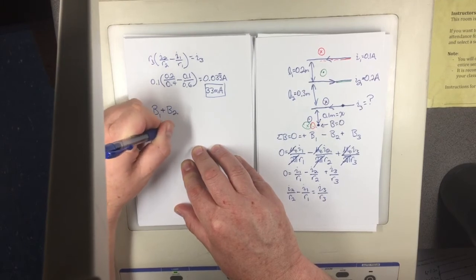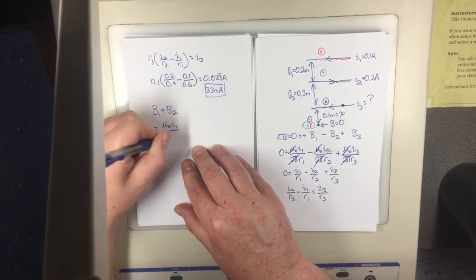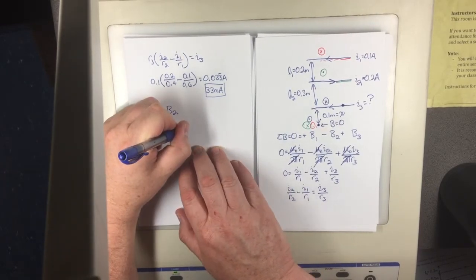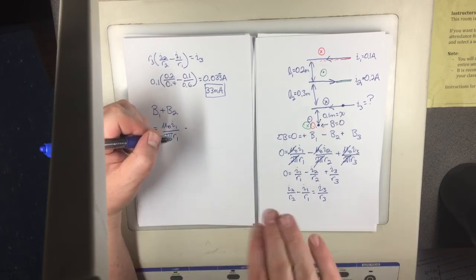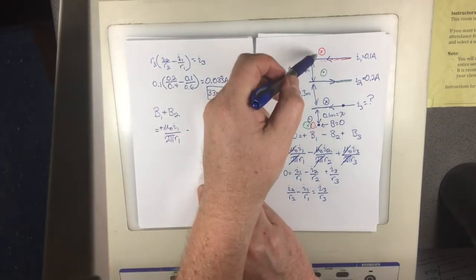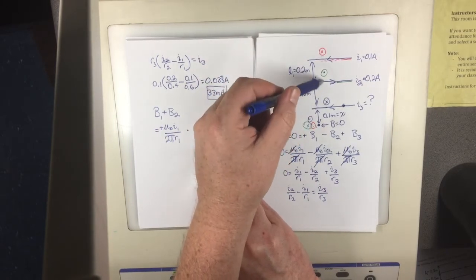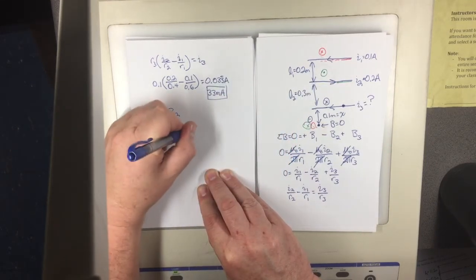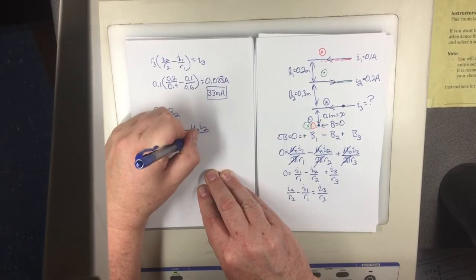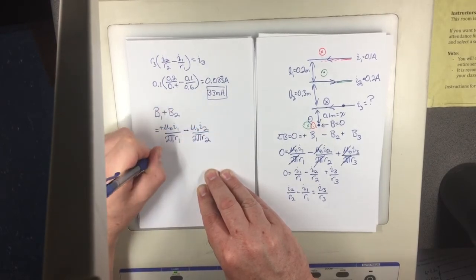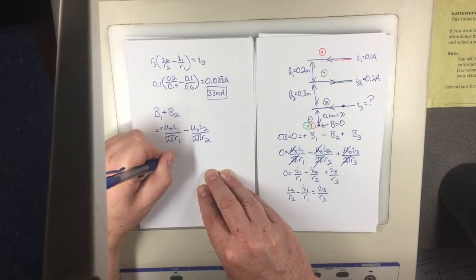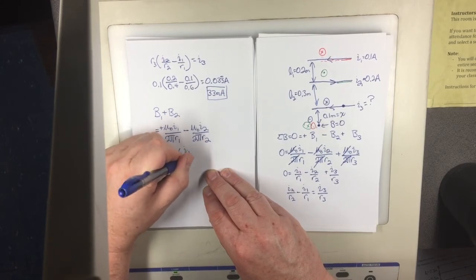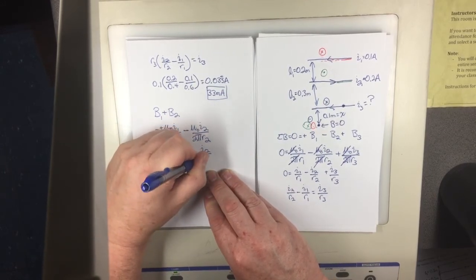And that equals mu naught I1 over 2 pi R1 for part 2. It's positive because anything below that wire is positive. Anything below this wire is negative. So it's minus mu naught I2 over 2 pi R2. This becomes mu naught over 2 pi times I1 over R1 minus I2 over R2.